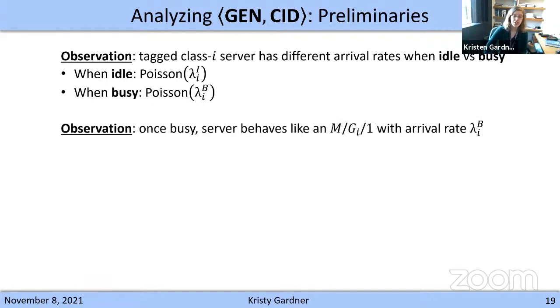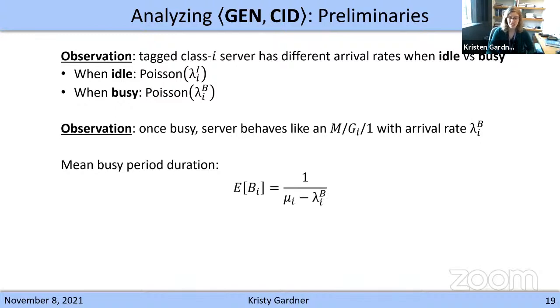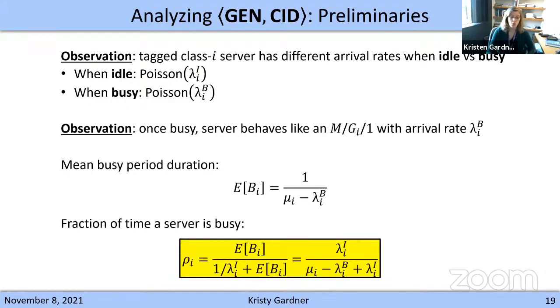Our second observation is that once the server is busy, it will behave like an M/G/1 with arrival rate lambda busy. So this is nice because this allows us to learn all kinds of different things about what's going on with this server once it's busy. For example, we can determine the mean busy period duration via standard M/G/1 analysis. And from that, we can determine the fraction of time that a class I server is busy, rho I.